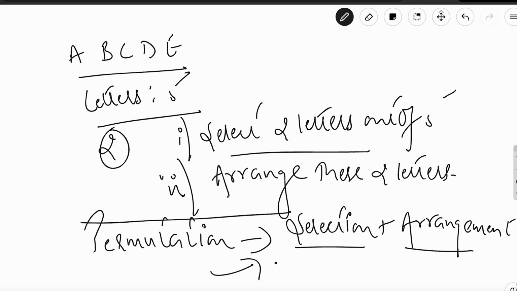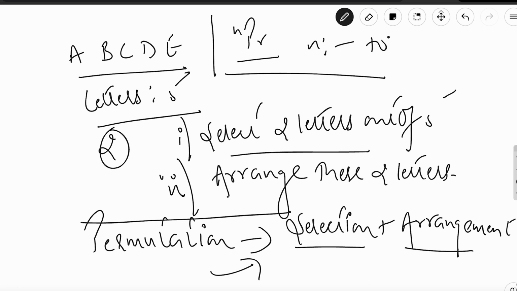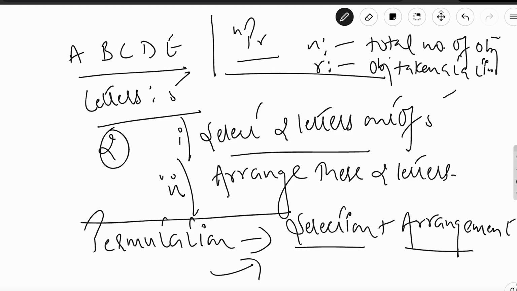This is one core concept that we must remember of permutation. And how we denote permutation is nPr, where n is the total number of objects and r is the number of objects taken at a time for arrangement. So nPr is basically given by n factorial divided by (n minus r) factorial.